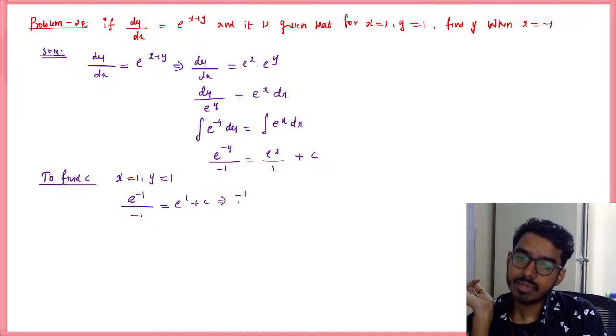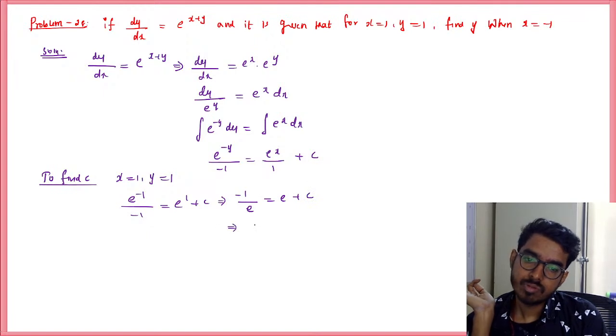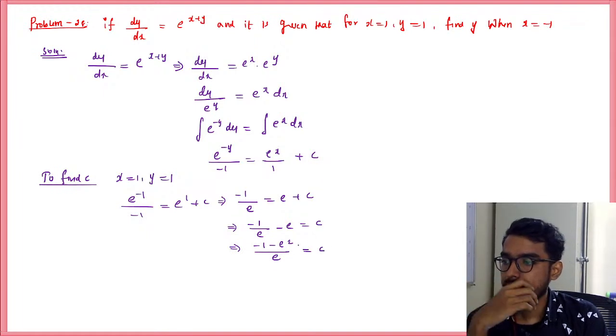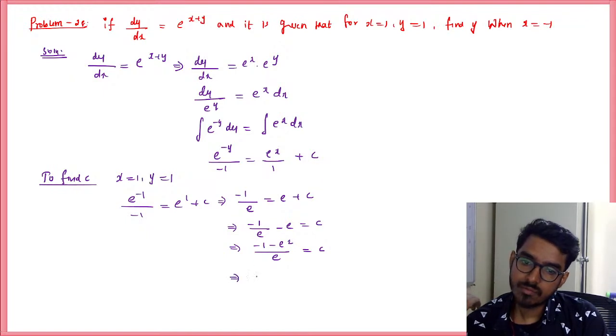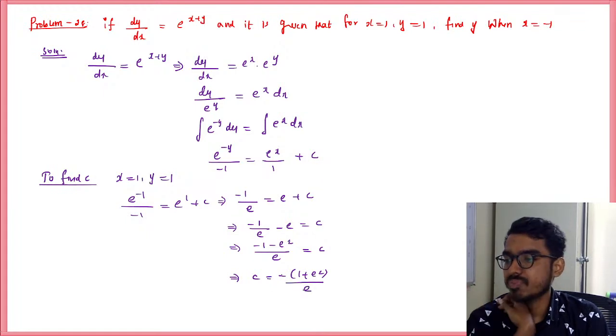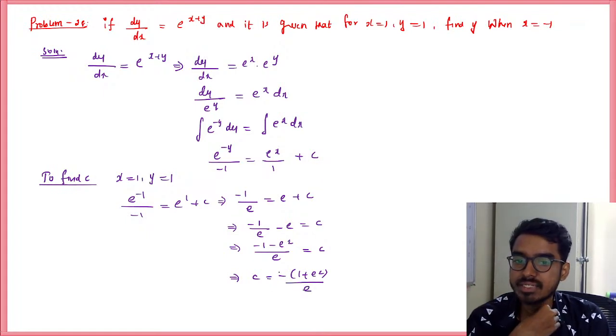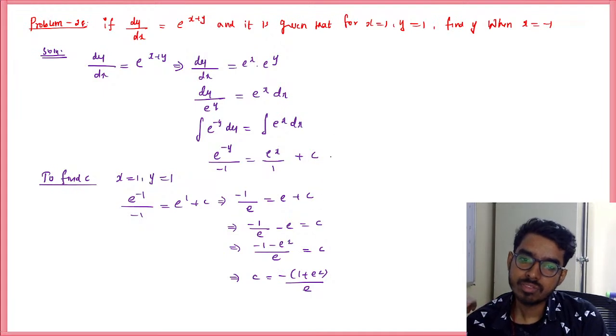So I can write this as minus 1 by e, right? Already we have minus here. e power minus 1 is 1 by e. Equal to e plus c. So minus 1 by e minus e is equal to c. Minus 1 minus e square by e is equal to c, right? So therefore, the value of c is minus of 1 plus e square by e, right? The value of c is minus of 1 plus e square by e. This is a solution, right?